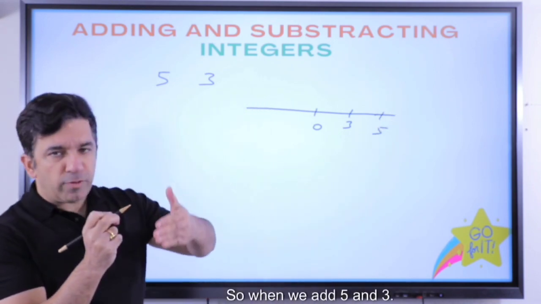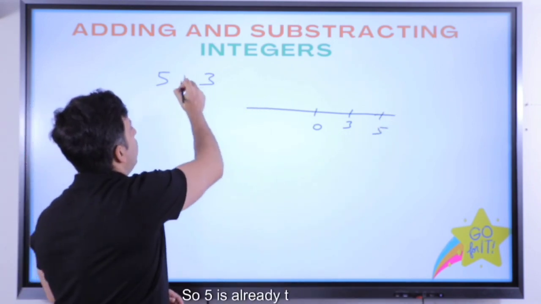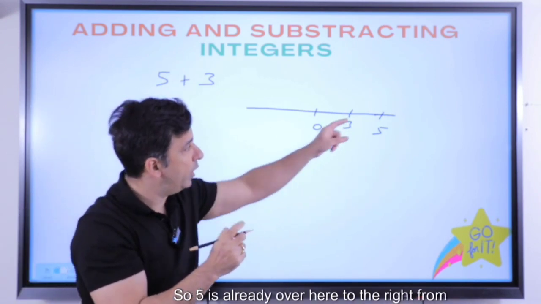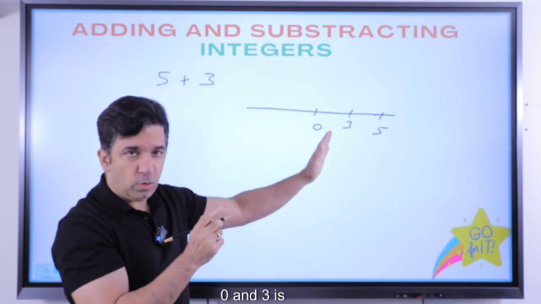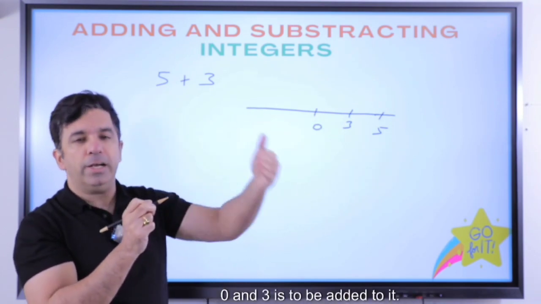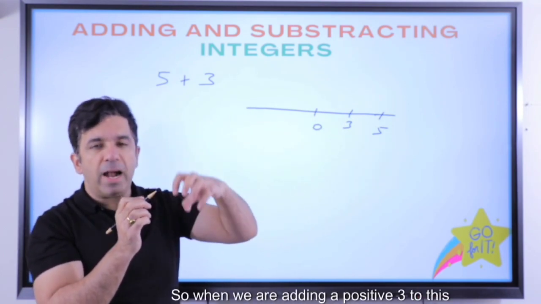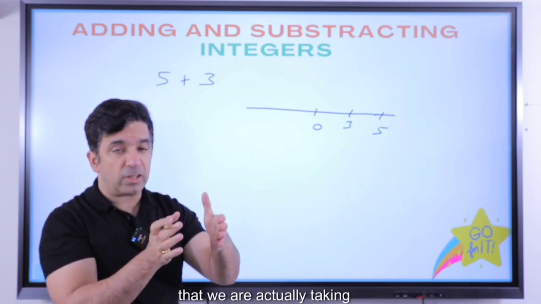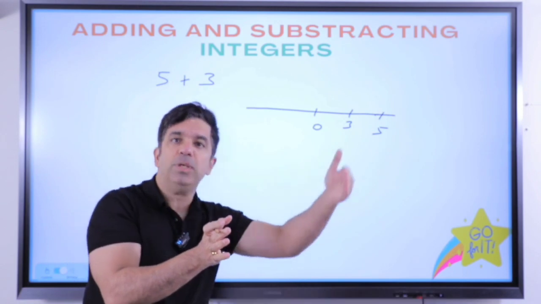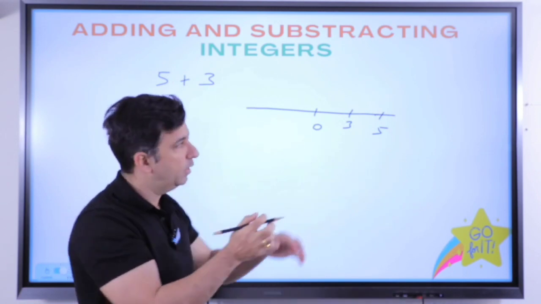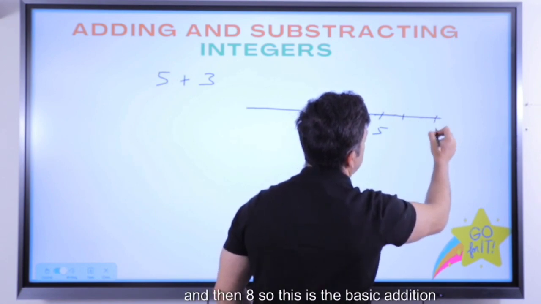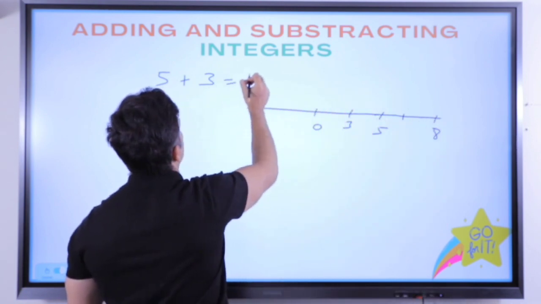So when we add 5 and 3, 5 is already to the right side by 5 units. So 5 is already over here to the right from 0 and 3 is to be added to it. So when we are adding a positive 3 to this 5, what is actually happening is that we are taking this 5 3 steps ahead in the same direction. So 3 steps ahead from 5 would be 6, 7 and then 8. So this is the basic addition that we already know.